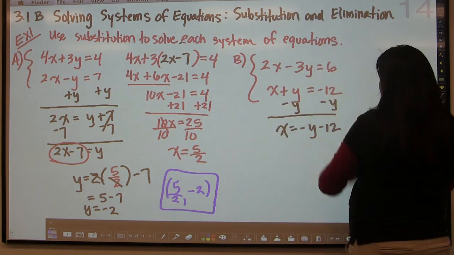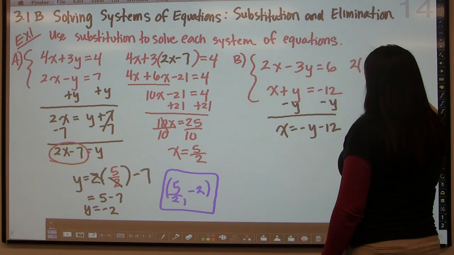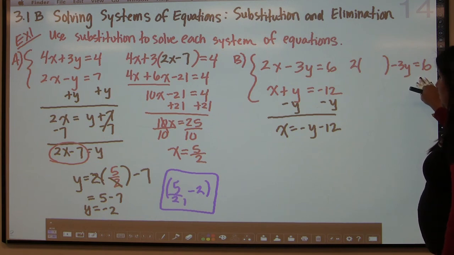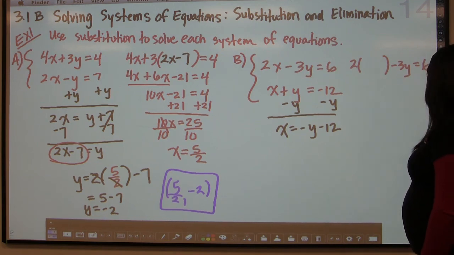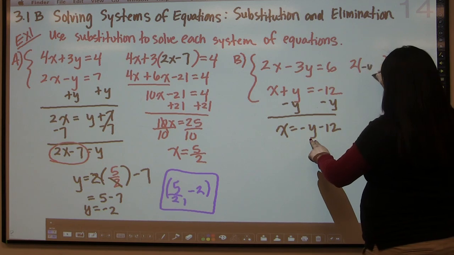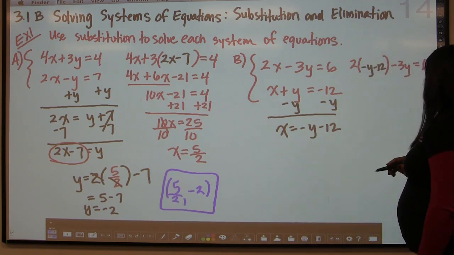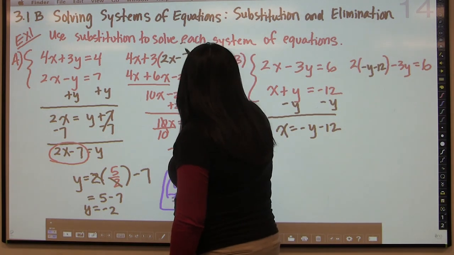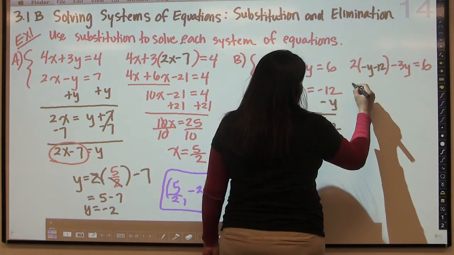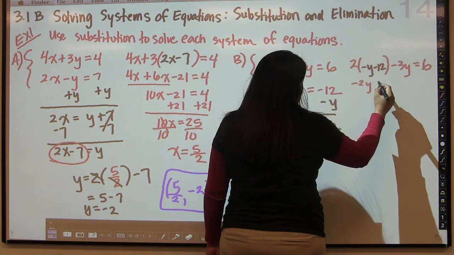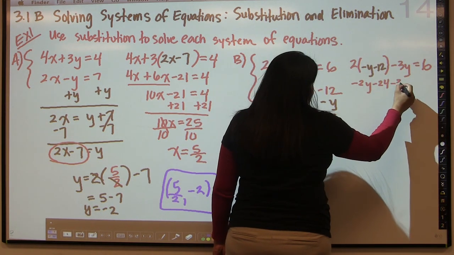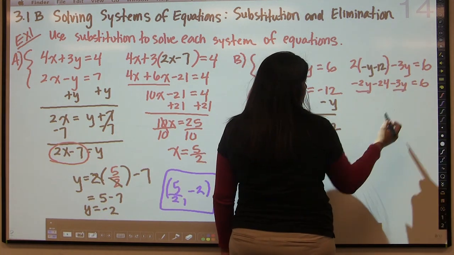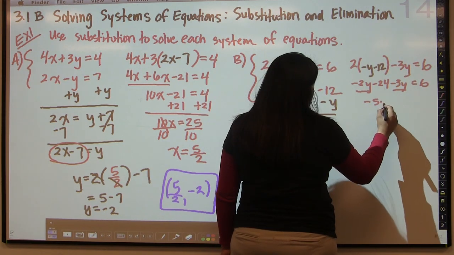Okay? So now that we know that, we can go back to the original equation, which is right here, and say 2 times x minus 3y equals 6. So I'm just rewriting the same equation, but instead of x, I'm going to replace x with negative y minus 12. And then I'm going to continue to solve, just like we did in the last one. So we're going to get 2 times negative y is negative 2y, 2 times negative 12 is negative 24, minus 3y equals 6.